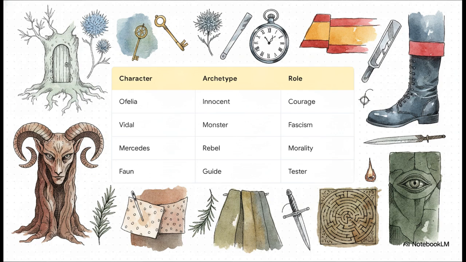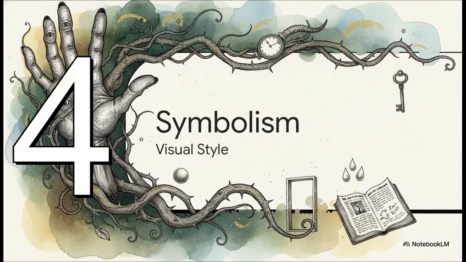Getting your students to view these characters not just as people, but as walking symbols of broader historical and moral forces, that's the key to hitting those higher marking bands. Which brings us to Section 4, symbolism and visual style.